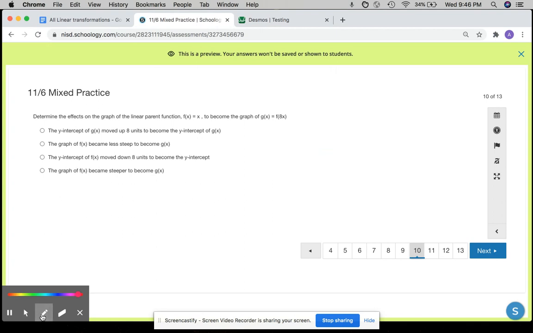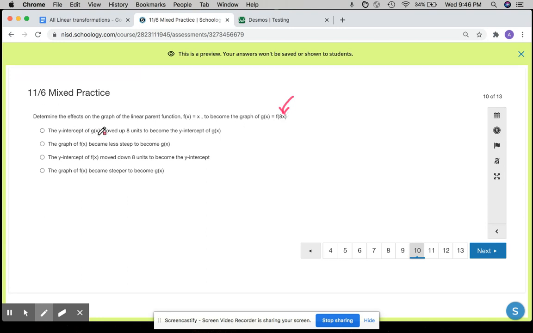Next one, determine the effects on the graph of the linear parent function f of x equals x to become the graph of g of x equals f of 8 times x. It's on the inside of the parentheses, so I want to recognize that that's a horizontal stretch or compression. So let's make sure we understand. What's on the inside is multiplication, we're not moving this graph up or down, left or right. This is going to be affecting my slope.